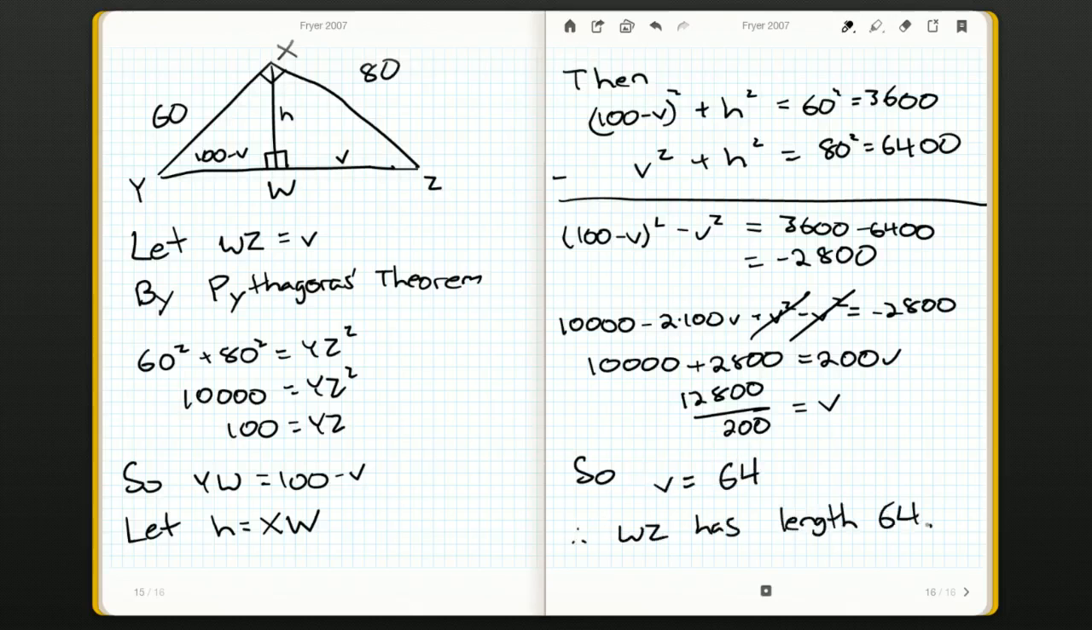So we get a length of 64, and that would make YW 36. And we could probably use those and the 80 and the 60 to independently verify this by getting a common value of H. There's two ways to compute H. 60 squared minus 36 squared should be H squared, and 80 squared minus 64 squared should also be H squared. So we could do a little double check. So we get 2304, which frankly I don't remember the square root of that.